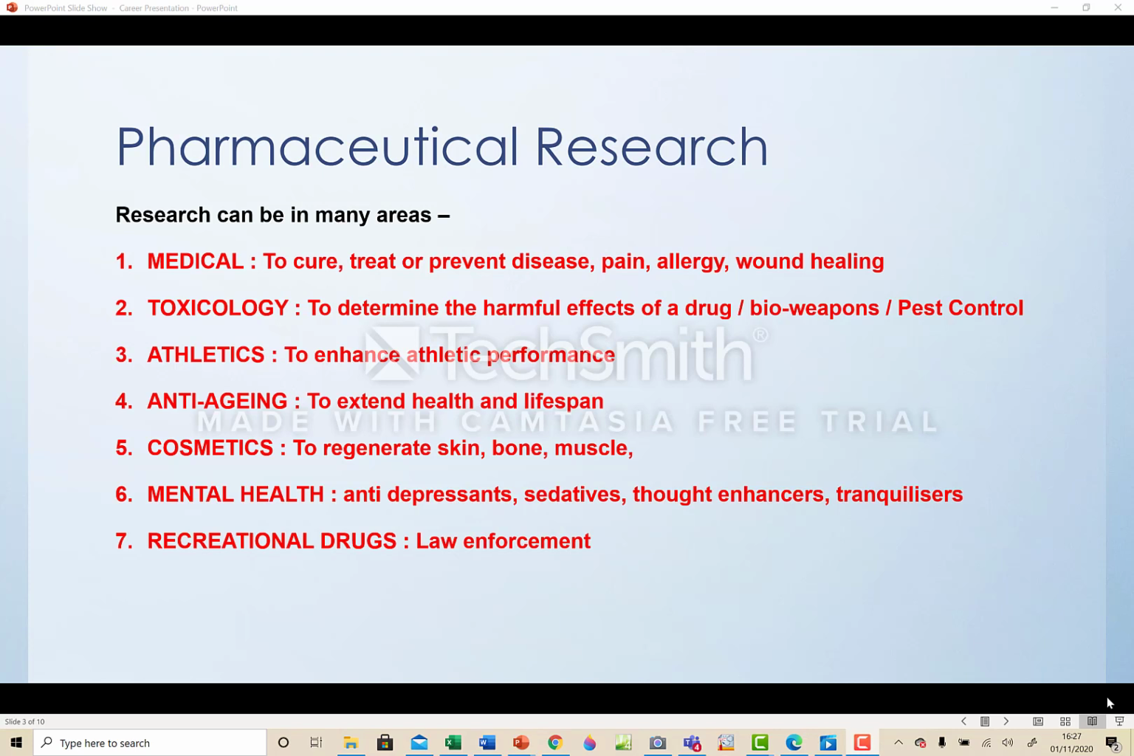We also have the field of toxicology, used to determine the harmful effects of drugs. This can find application in food safety, where we're looking at different ingredients to see what effects they have on the human body, and also looking at the toxicological effects of different drugs such as paracetamol, aspirin, and so on. It also has application in agriculture for pest control and pesticides.